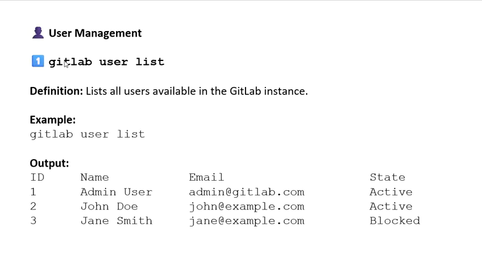And user management. First command is gitlab users list. So the definition is: list all the users available in the GitLab instance. The example is gitlab users list command, and the output is ID, name, email, and status. The names are admin user, John Doe and Jane Smith, with their emails, and the status is active, blocked, and so on.